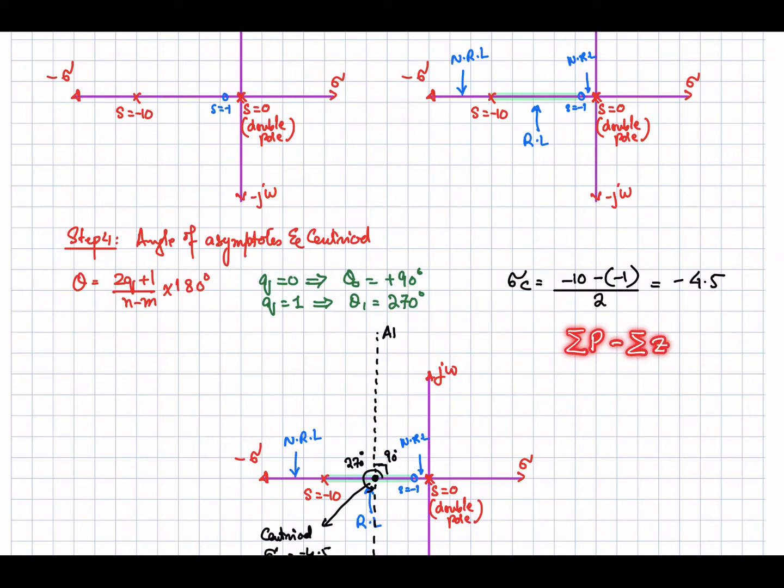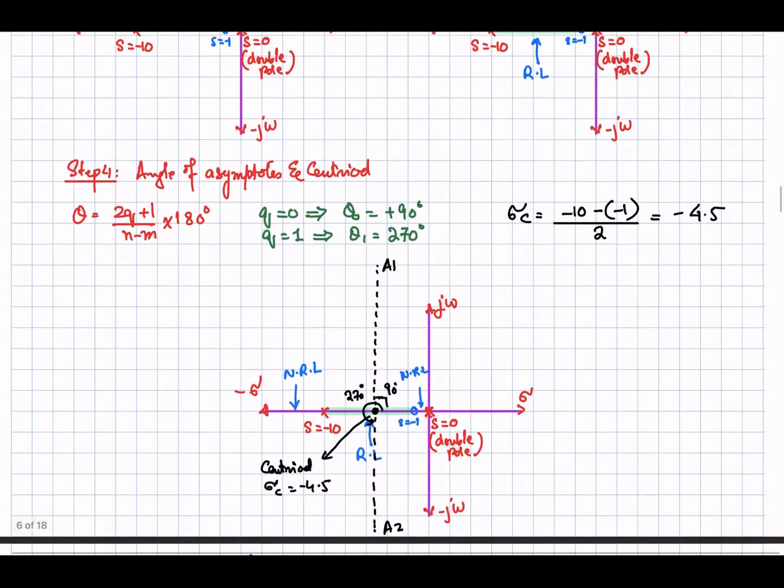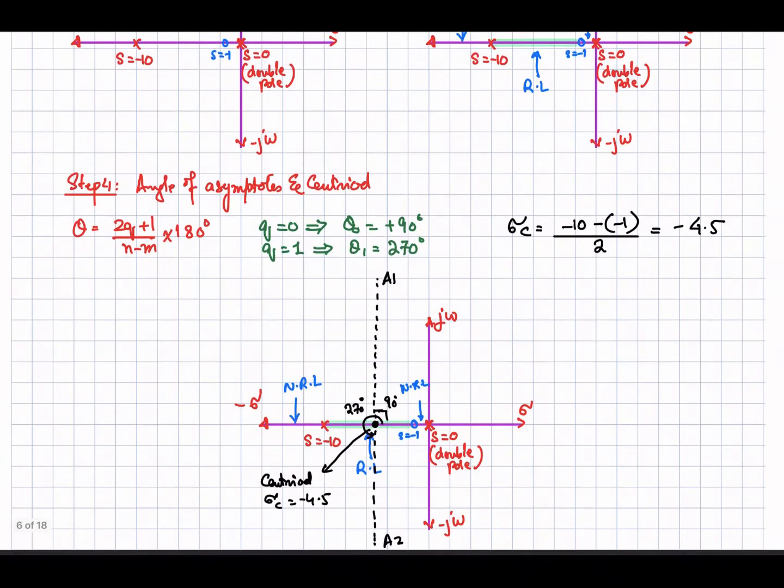So there are two poles at the origin and one pole at minus 10, so this is the real part of those poles, and then one zero that is at minus 1. So taking the difference of that, and n minus m is equal to 2, our centroid is at minus 4.5. So now sketching the asymptotes over the pole-zero map, you can see over here, this is the point of the centroid, where s is equal to minus 4.5. At this point our asymptotes will intersect the real axis.